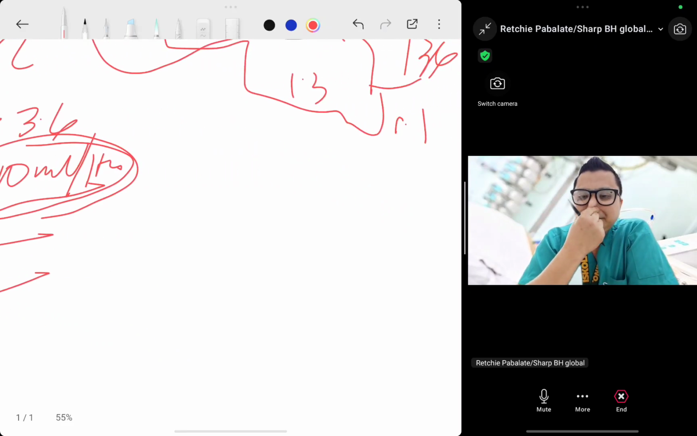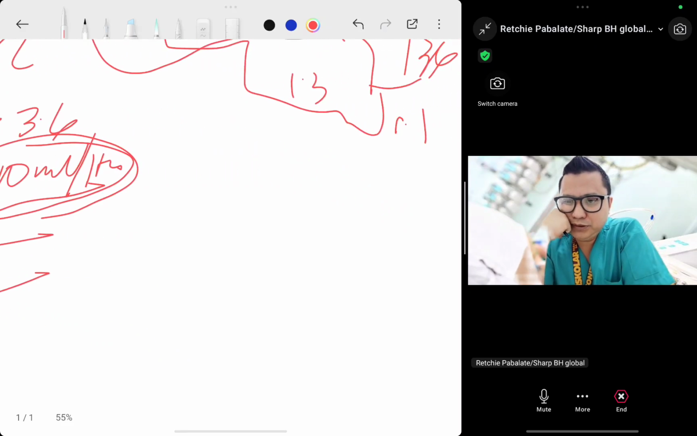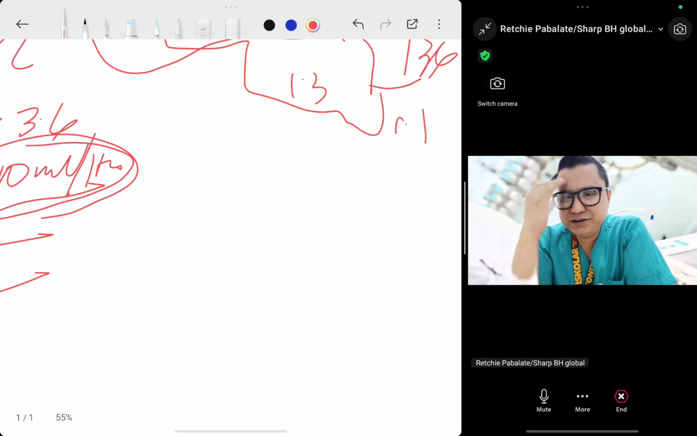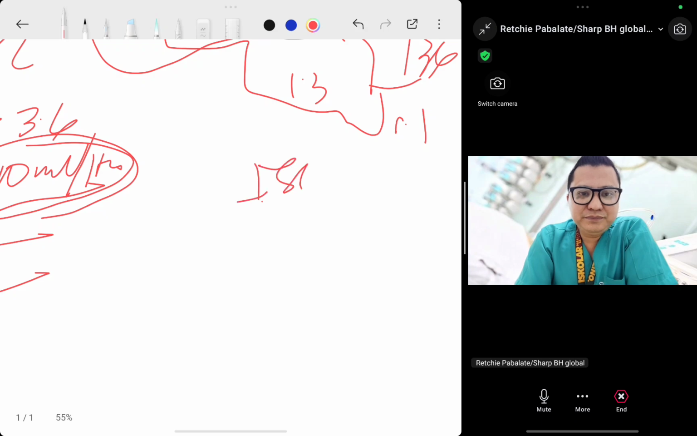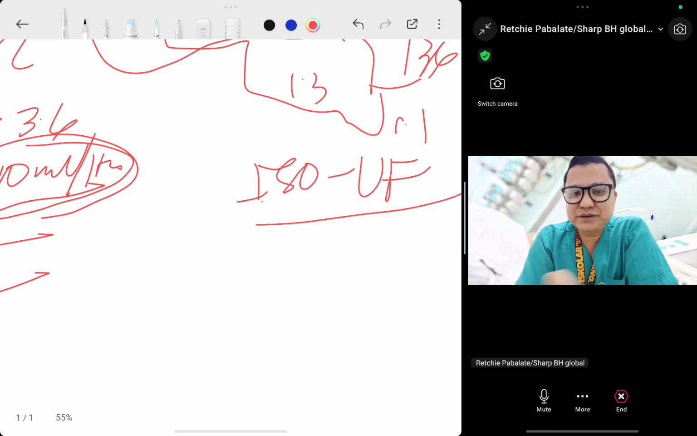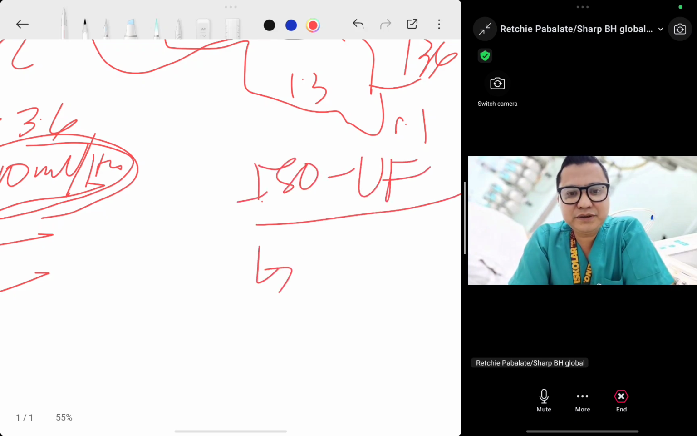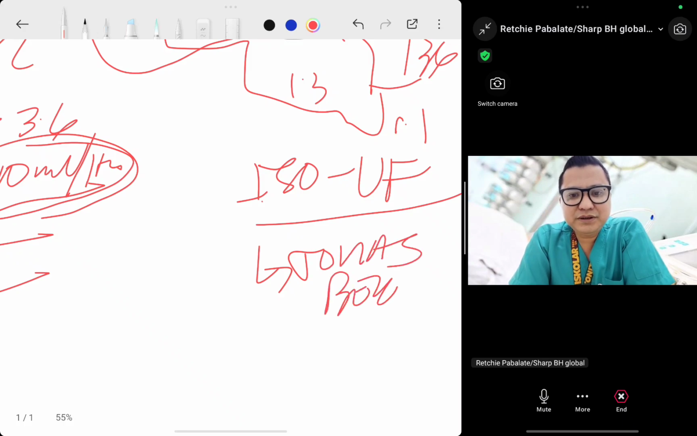Another intervention to decrease the chance of developing intradialytic hypotension is ISO-UF, isolated ultrafiltration. Actually, this was discovered by Dr. Jonas Bergstrom accidentally.